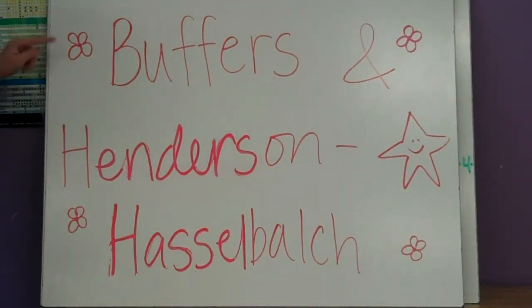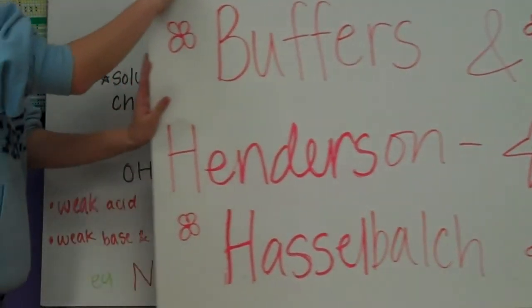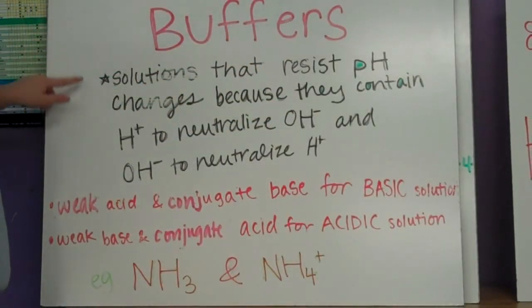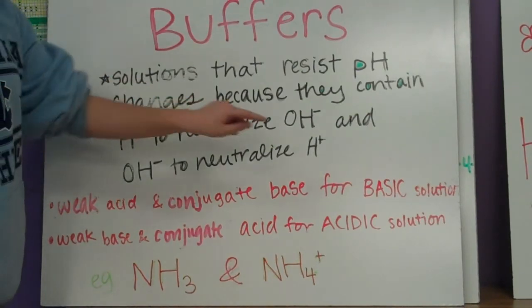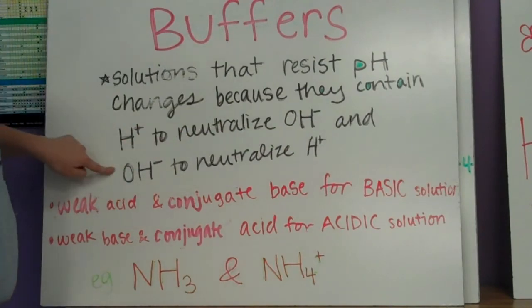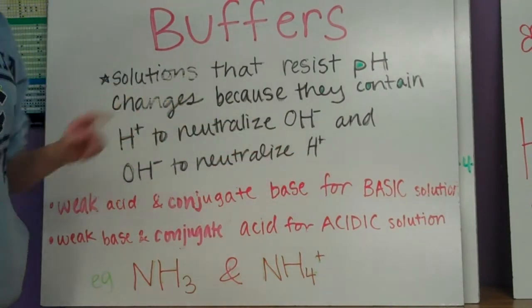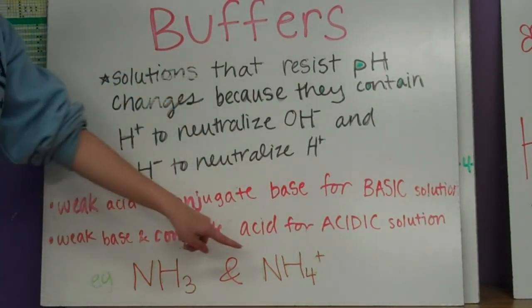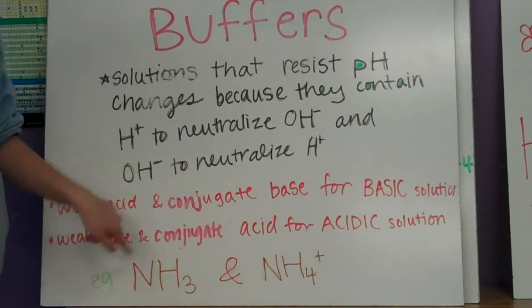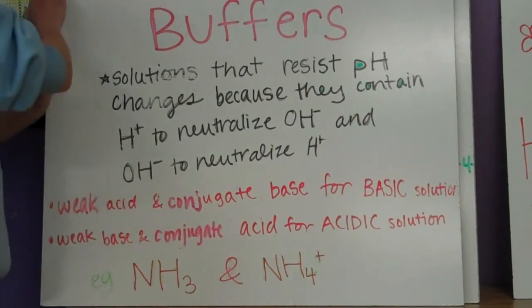Today we will be discussing buffers and how to use the Henderson-Hasselbalch equation. Buffers are solutions that resist pH changes because they contain hydrogen ions to neutralize the hydroxide ions and hydroxide ions to neutralize the hydrogen ions. Weak acids and conjugate bases form buffers for basic solutions, while weak bases and conjugate acids form buffers for acidic solutions. One example is ammonia and ammonium, in which ammonia is the weak base and ammonium is the conjugate acid.